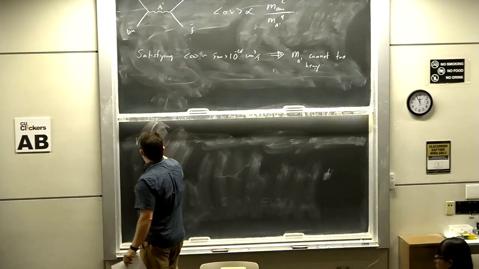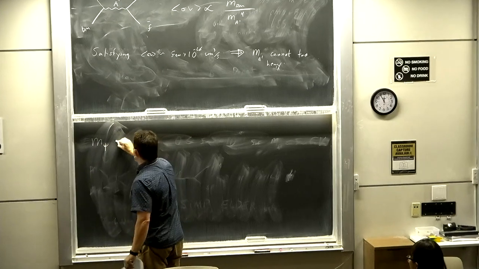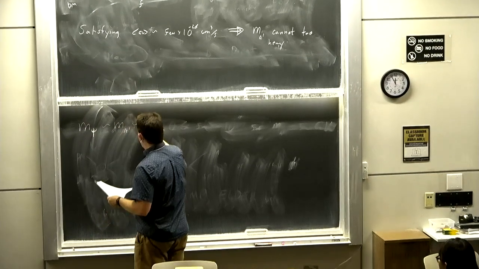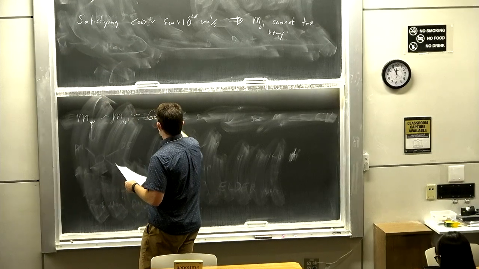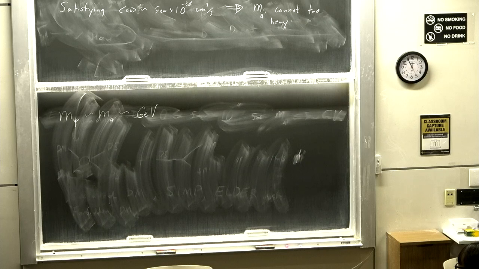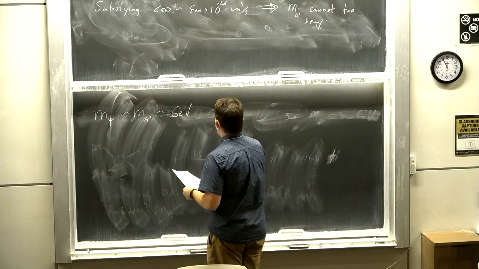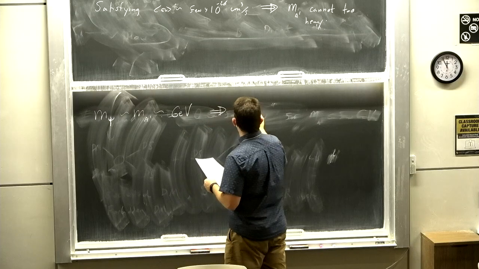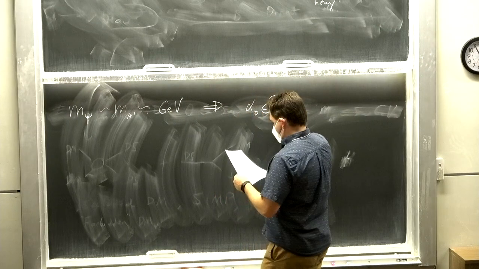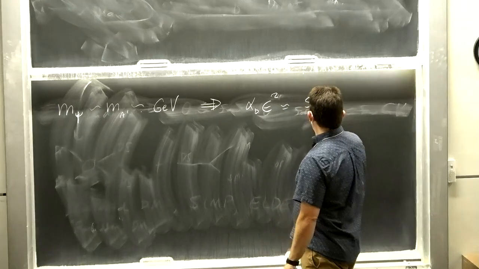Okay, so let's set m psi prime. I'm going to put these things all roughly in the same ballpark. When constraints are shown, there are often particular ratios of mass close to order 1 that are chosen. But at least here, this implies that alpha dark epsilon squared is about 5 times 10 to the minus 8.